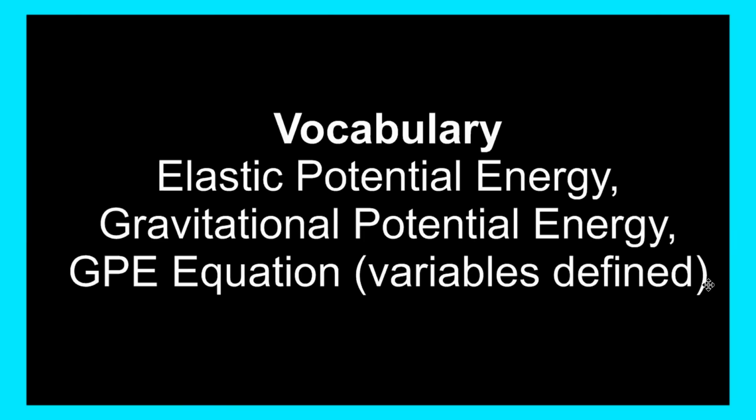Elastic potential energy, gravitational potential energy, and the GPE, the gravitational potential energy equation, you're going to need to know what all those variables mean. So there are 2 types of mechanical potential energy associated with position. Mechanical potential energy is all about position of the object. So you change where the object is in space, which causes it to gain energy.